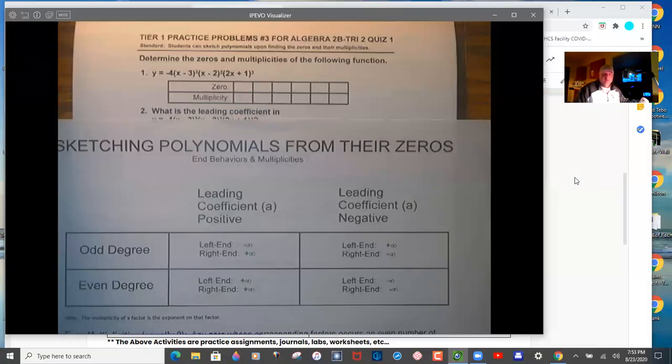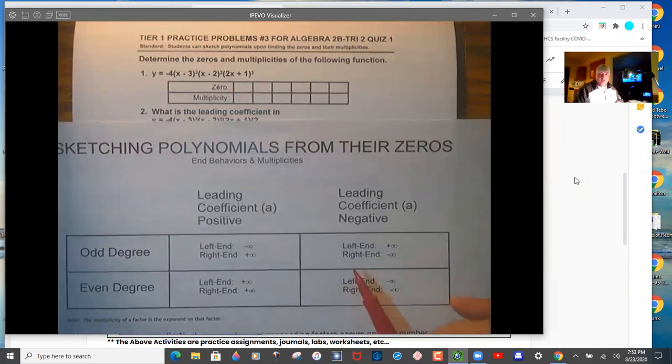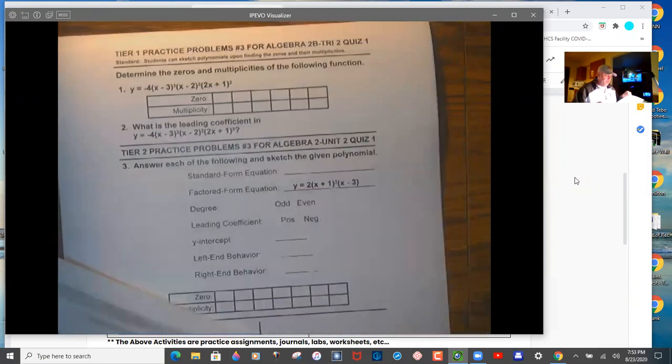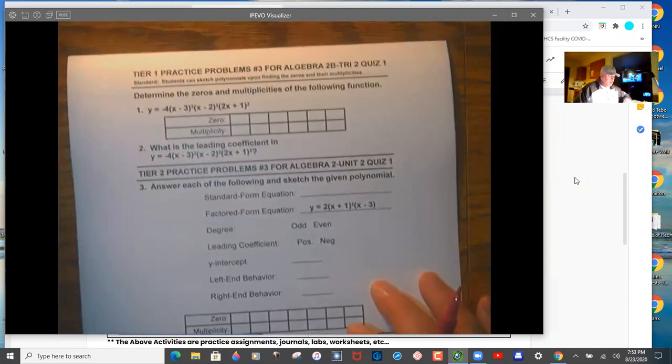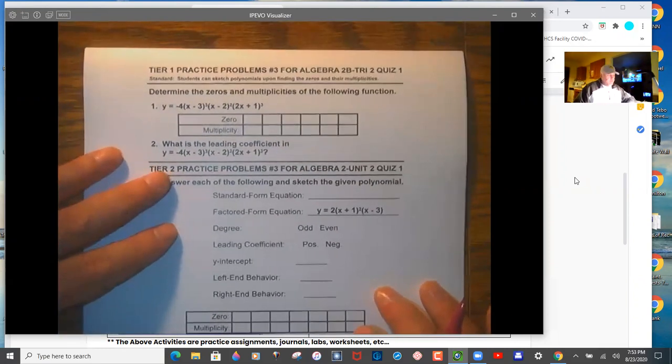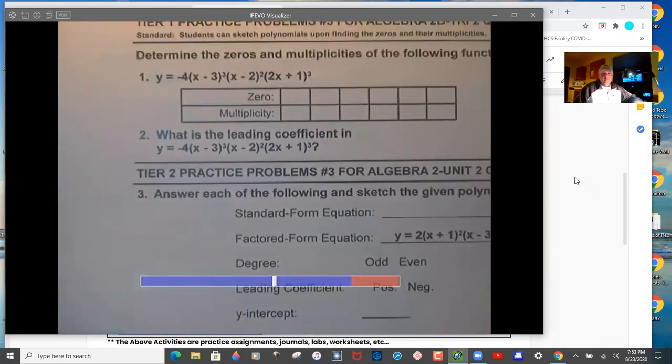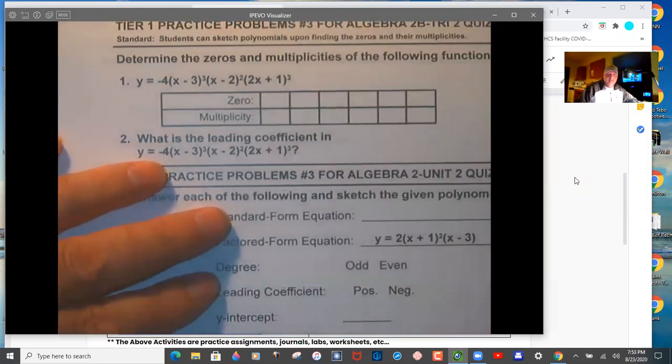These are the solutions for the third practice quiz for the first quiz in the second trimester. So again, you'll want this little page of notes. Just go left to right with this function in the multiplicity table.